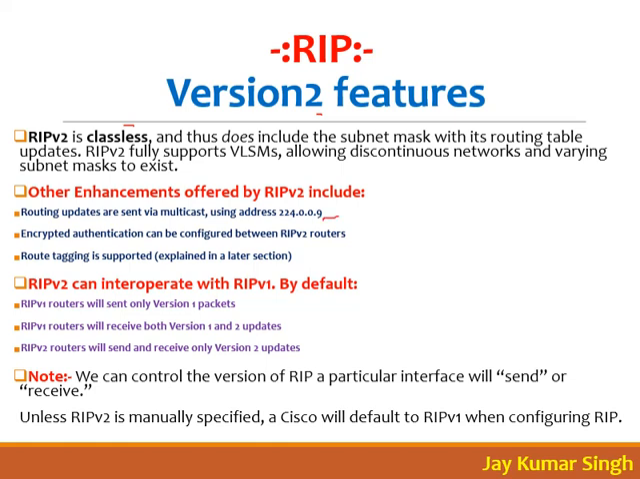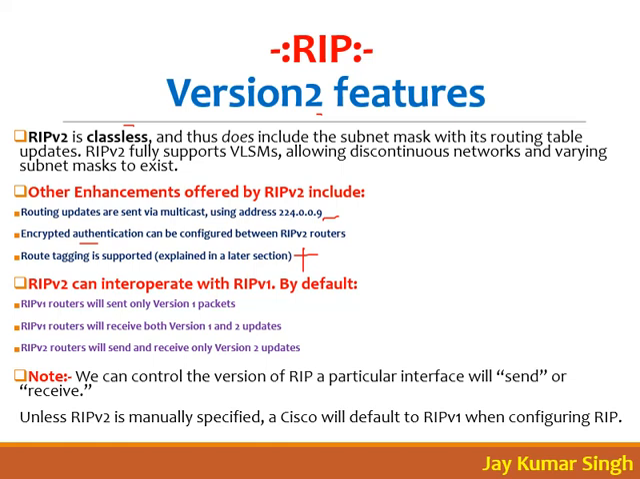RIP 2 uses the multicast address 224.0.0.9. Encryption is there, so you can create authentication between two neighbors in RIP 2. Here RIP 1, this is okay, don't worry about this. Route tag, what is route tag?